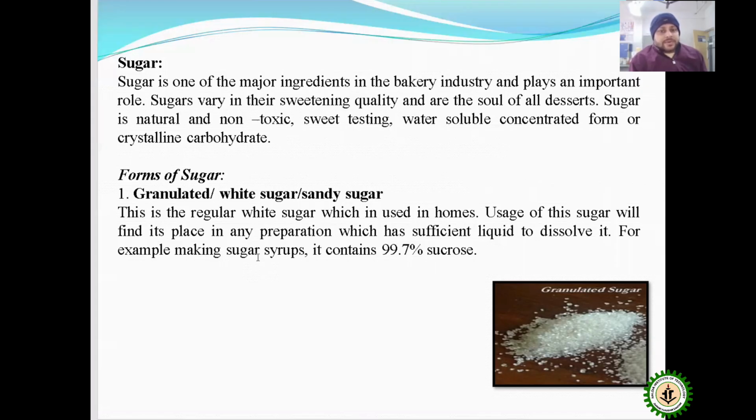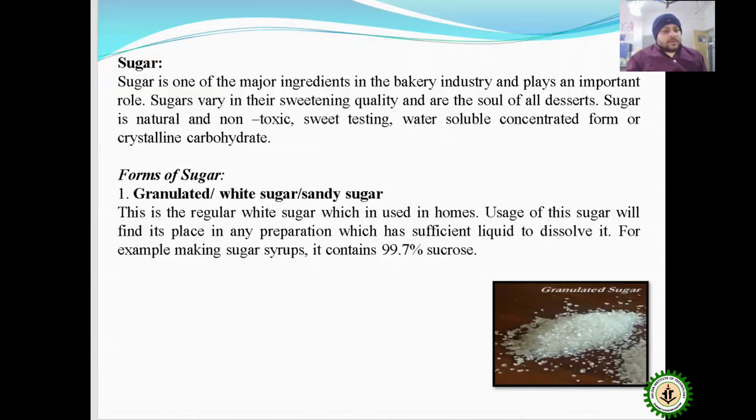So there are different types of sugar that we use for different types of bakery items. Number one is granulated sugar, sandy sugar or white sugar. This is the basic sugar we use in our homes or in any day to day recipes. This is the regular white sugar, mainly sucrose. This type of sugar will find its place in any preparation which has sufficient liquid to dissolve it, and it contains 99.7% sucrose. So this is one type of sugar.